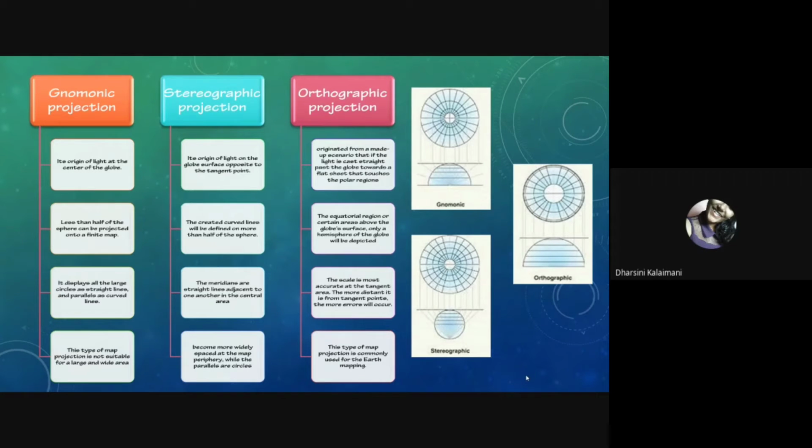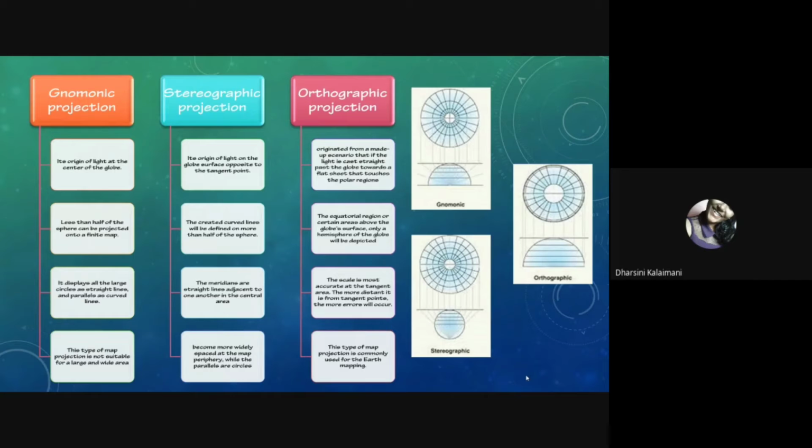Second is stereographic projection. Its origin of light is on the globe surface opposite to the tangent point. The created curved line will be defined on more than half of the sphere. The meridians are straight lines adjacent to one another in the central area, become more widely spaced at the map periphery, while the parallels are circles.